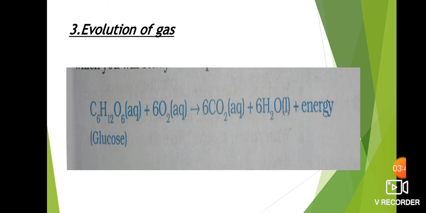Next change is evolution of gases. During aerobic cellular respiration in human body, energy molecules combine with inhaled oxygen and release energy needed by the cells. It also releases carbon dioxide and water. Here is the overall reaction for aerobic cellular respiration. So first glucose means C6H12O6. It reacts with inhaled oxygen, gives rise to carbon dioxide gas, water molecules and energy. Energy that is stored in our cells in the form of ATP.